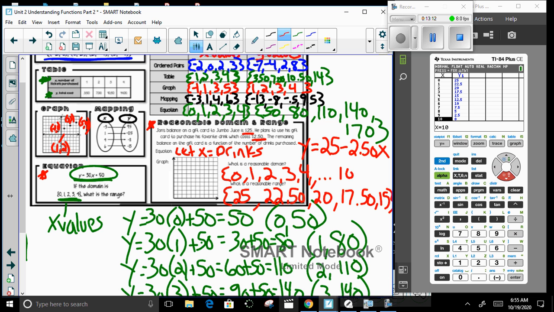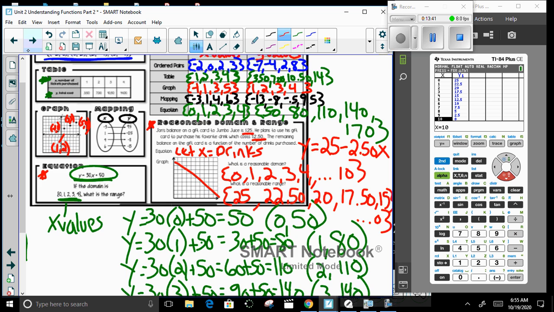Can he purchase any more than 10 drinks? He cannot, because he doesn't have enough money. Okay, my reasonable range would be from 25 all the way down to 0. So I could keep going down to 0 there. So that would be my reasonable range and my reasonable domain. Your graph, you could plot it, but we saw that it ends up going down. It is a discrete graph because you'd get your ordered pairs, but it shows your graph that goes down.